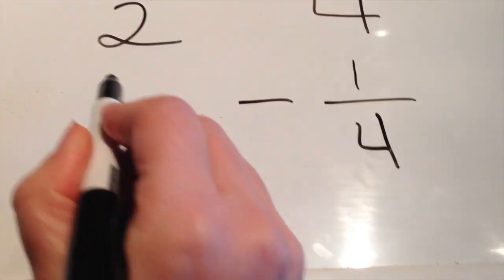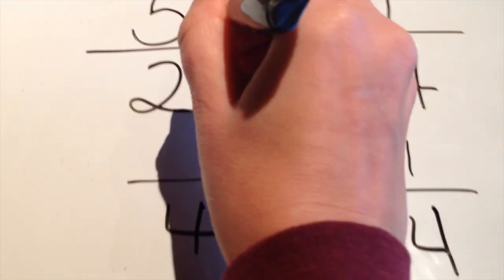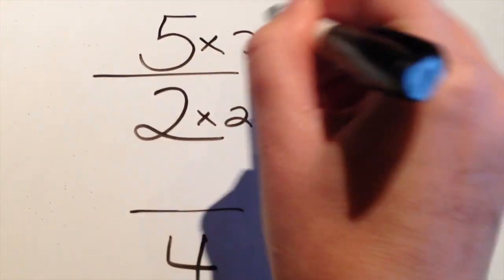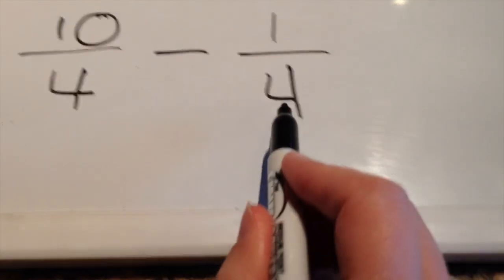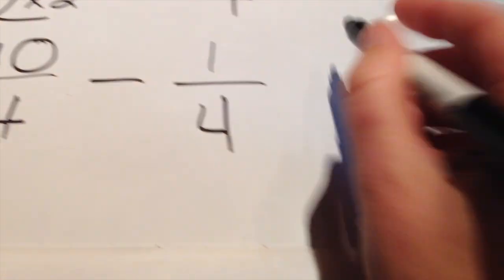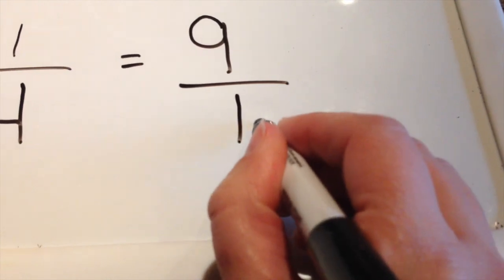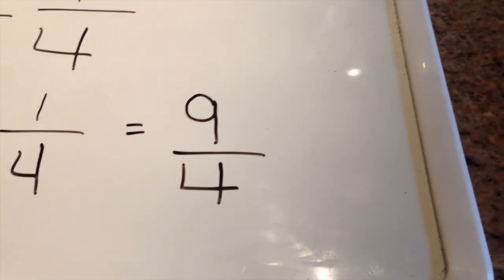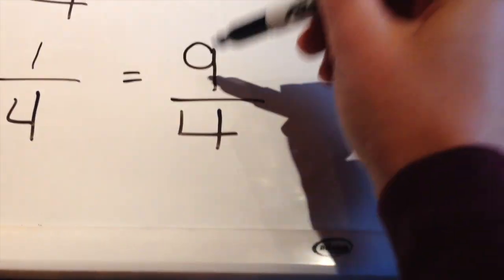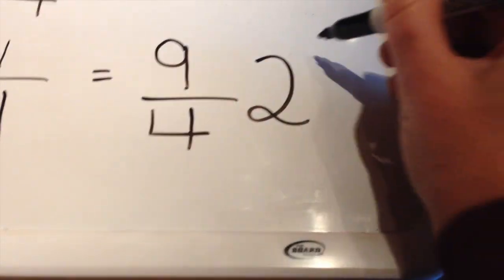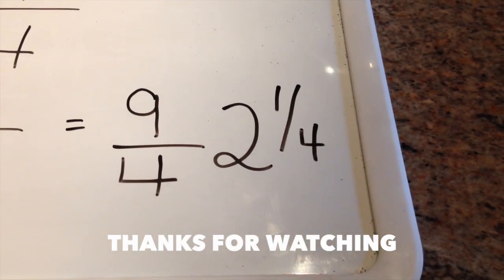But we are going to change this 2 to a 4. And to do that, we had to multiply the 2 by 2. So we also have to do that at the top. And 5 times 2 is 10. So now that we have a common denominator, we can go ahead and subtract. 10 minus 1 is 9. And the bottom stays the same as 4. And we need to change this back to a mixed number because it is indeed an improper fraction. 4 goes into 9 2 times with 1 remainder. So the answer is 2 1/4.